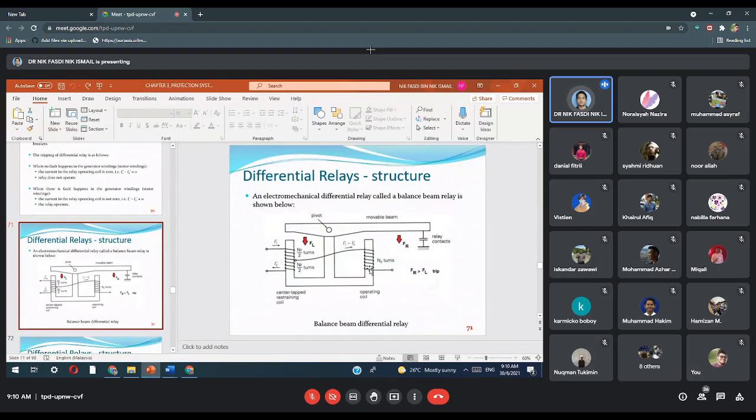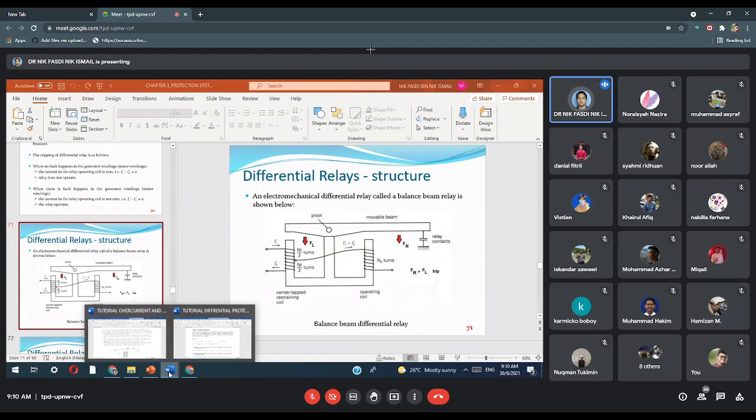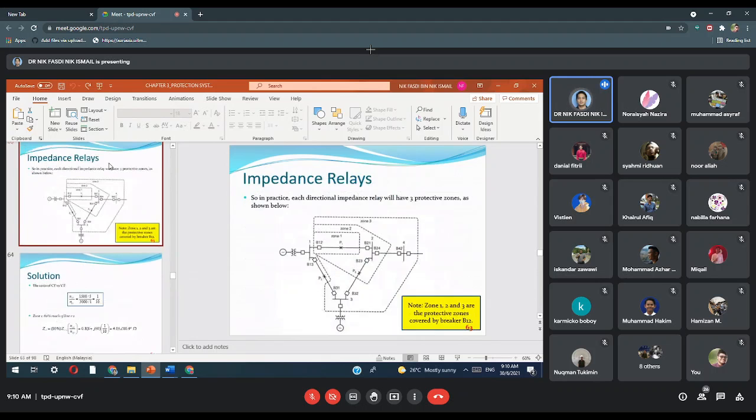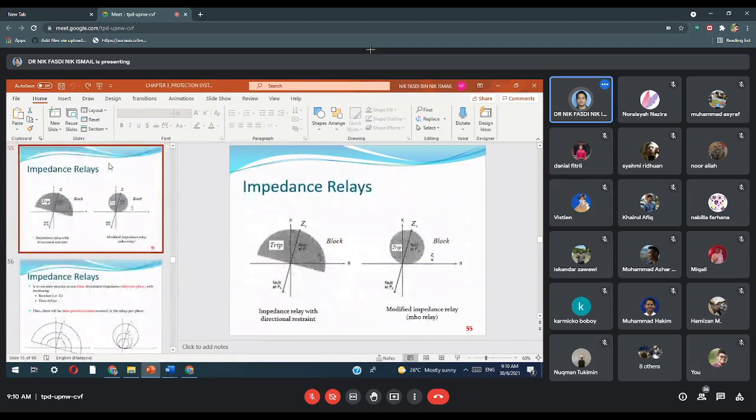Okay, nak cari sebenarnya. The concept is the same. This is the differential relay, but what we do is what we call the directional relay, and the concept is the same. It will have this too. It needs a torque force to trigger the relay. So for this question, you have to calculate the torque by using this equation.